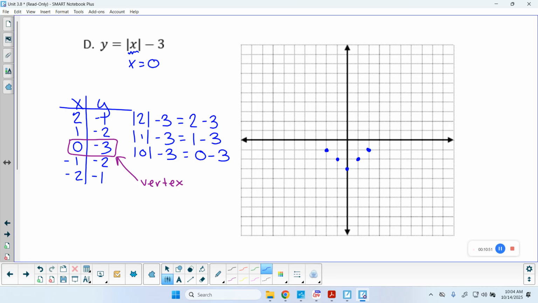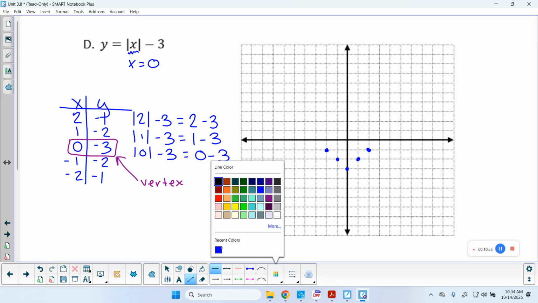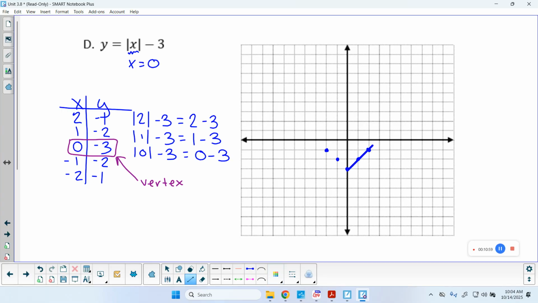Once we plotted all 5 points, we can see that it did make a V-graph. So because it made that V-graph, now we are going to go ahead and connect them with a straight line with arrows on both sides. This is what our graph is going to look like. And then we will have our domain and the range.